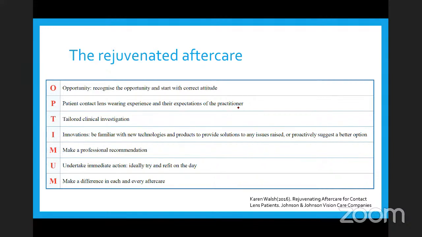go on for new technologies, be innovative, and advise the patient if there are any recommendations to be made. If, looking at the ocular health and everything on the eye, you feel that the patient needs a professional recommendation of changing the material or the lens care products, go ahead and make a professional recommendation. Undertake immediate action, which is you, and try to refit on the same day so that the patient can experience the difference. Make a difference in each and every aftercare. Don't be the same, come up with some new things which you can explain to and advise the patient. And of course, the important things are definitely to be told. You need to keep reminding your patients about hygiene and everything, but make sure there's something more to it.